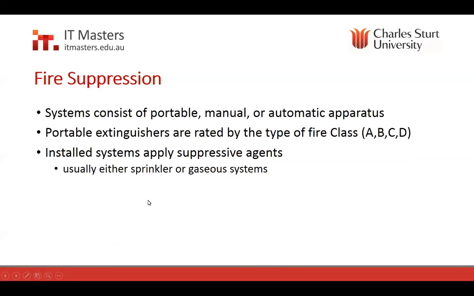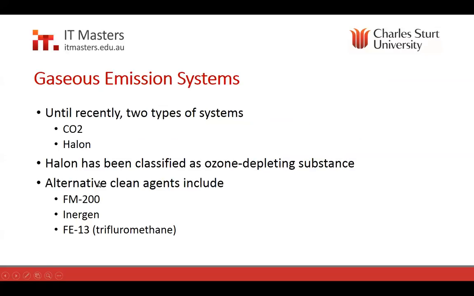Fire suppression can be portable, so we can have our fire extinguishers. They can be manual, so again, portable hoses or fire extinguishers, or they can be an automatic dispersal system. There are a number of different classes of fire extinguishers, which we don't need to go into any detail for. It's not a fire prevention class. Installed systems apply suppressive agents, usually either sprinkler or gaseous systems.